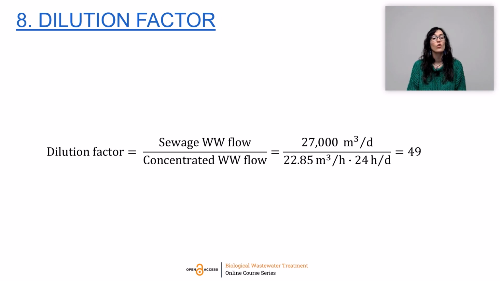To do this, we can calculate the dilution factor by dividing the wastewater flow by the flow of the concentrated wastewater. After this calculation, we get a dilution factor of 49, which basically indicates that the flow of the wastewater that is coming to the plant is 49 times higher than the flow of this extra concentrated stream.